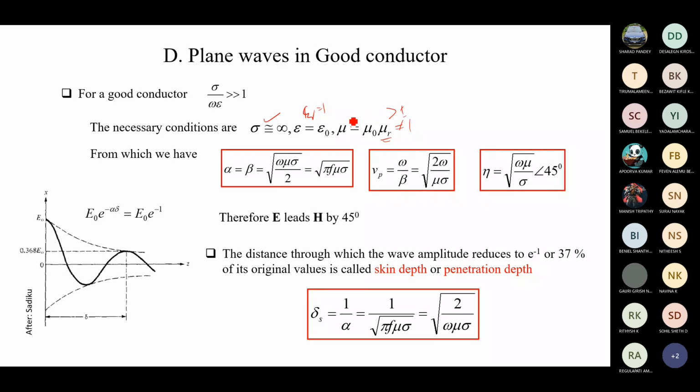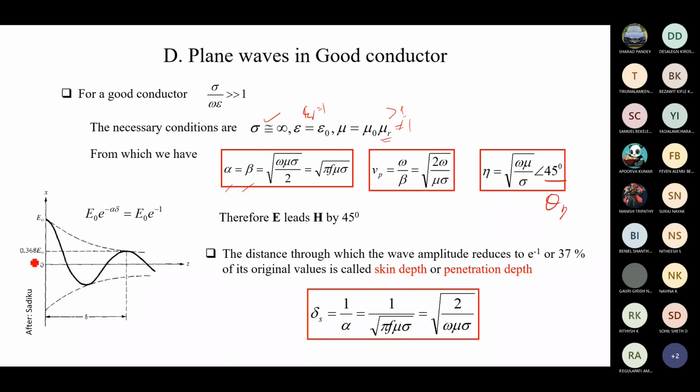When we substitute all these quantities here, you will get the expressions for alpha and beta, both equal, surprisingly, which yields the phase of that term, theta eta, as 45 degrees. In other words, the electric and magnetic fields will be out of phase by about 45 degrees. And this is sometimes the reason for the fast fading of the field which is entering into the medium.